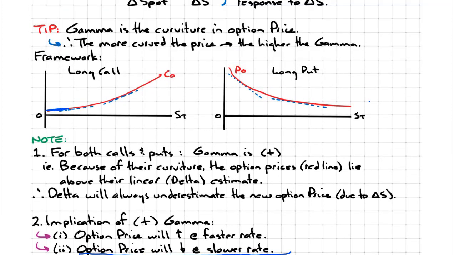You could see over here it's flatlining, and over here it's just going on a linear trajectory. Here it's going on a linear trajectory towards 0. Here it's going on a linear trajectory towards 1. So therefore, the options would be most curved right in the middle, and that's when the options are at the money.